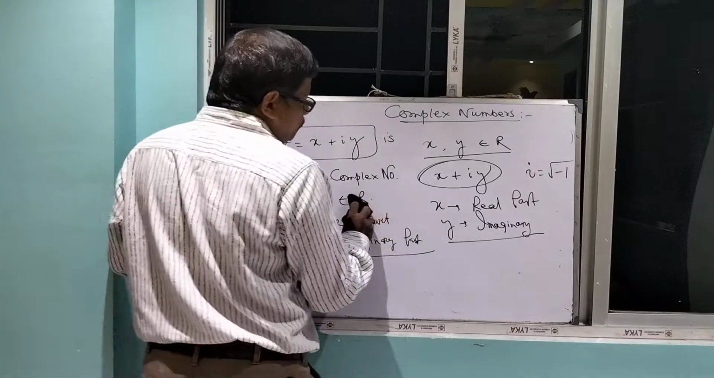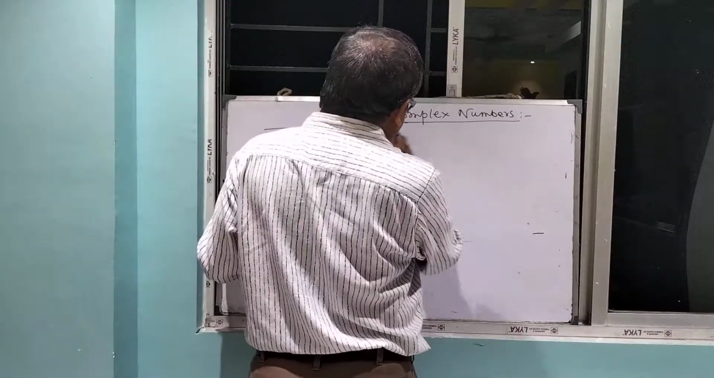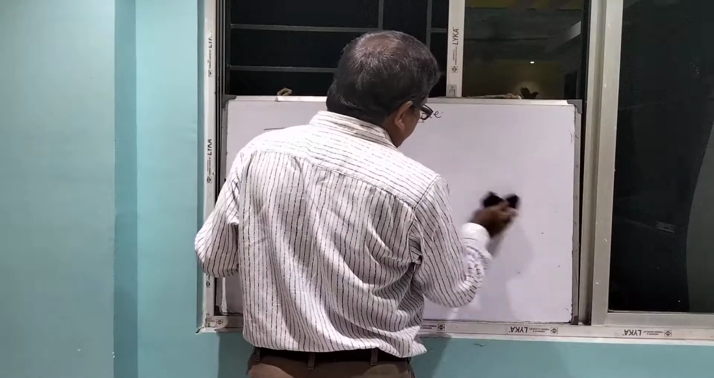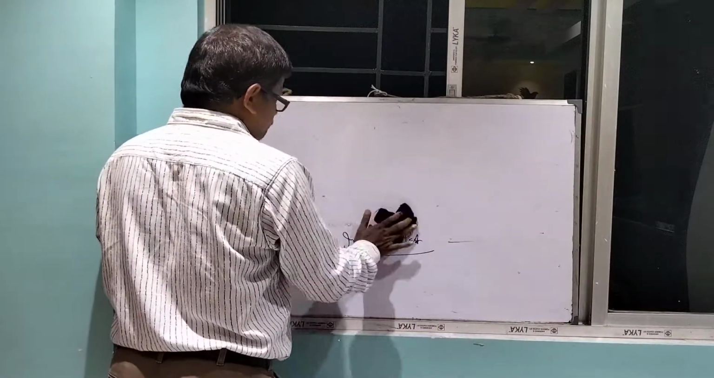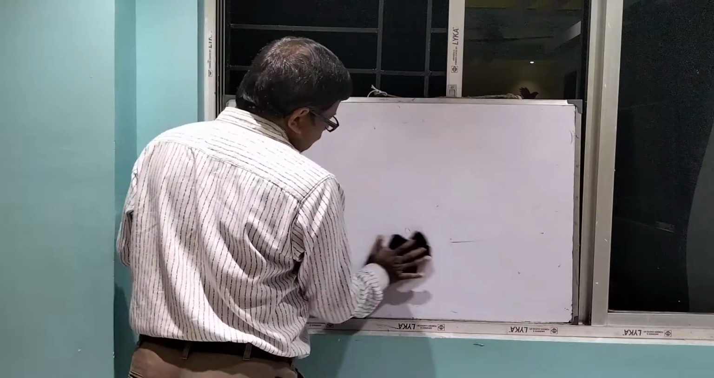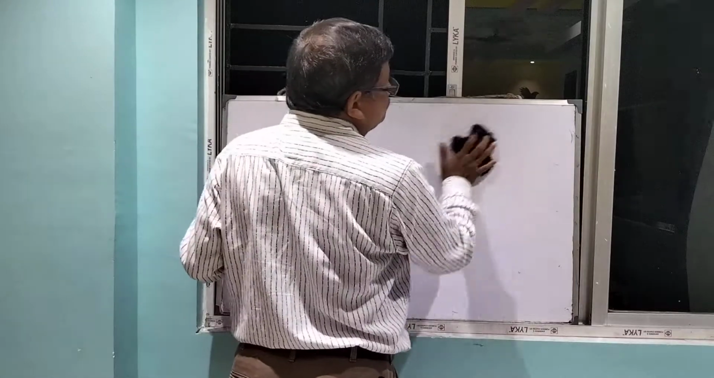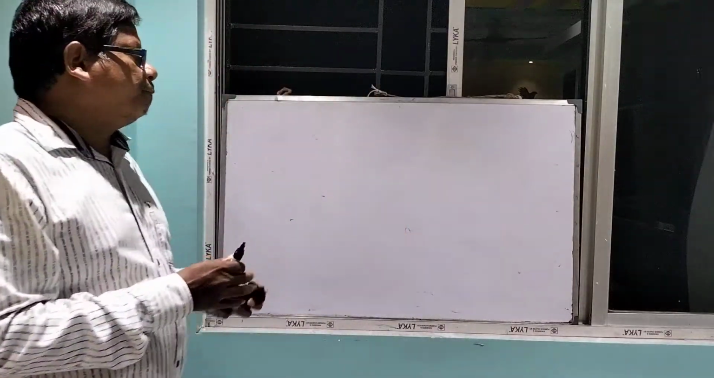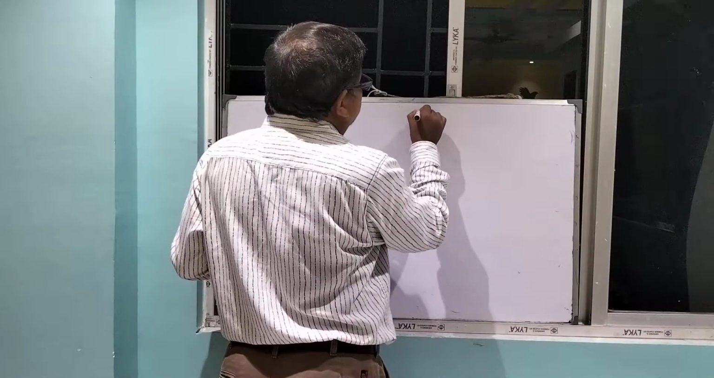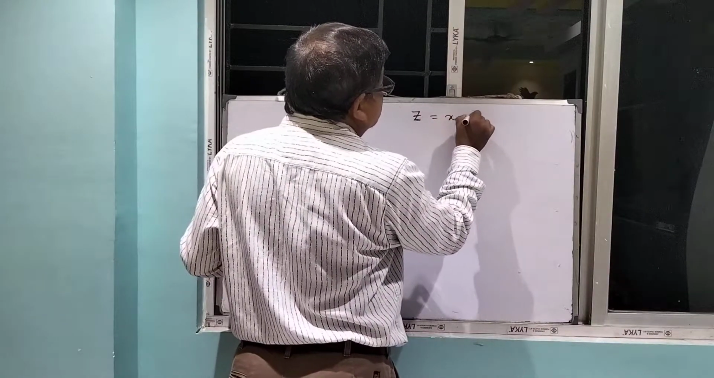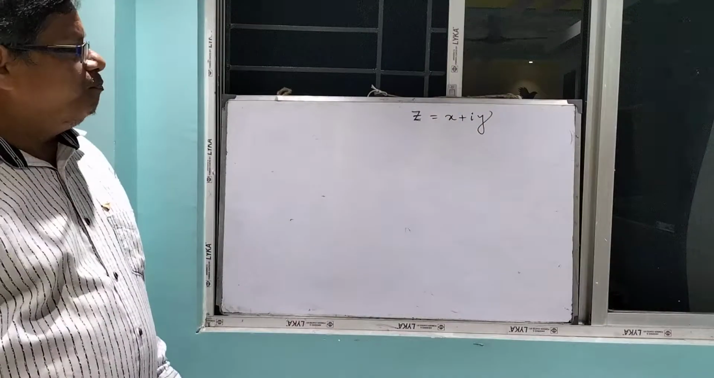Now see, z equals x plus iy is a complex number.